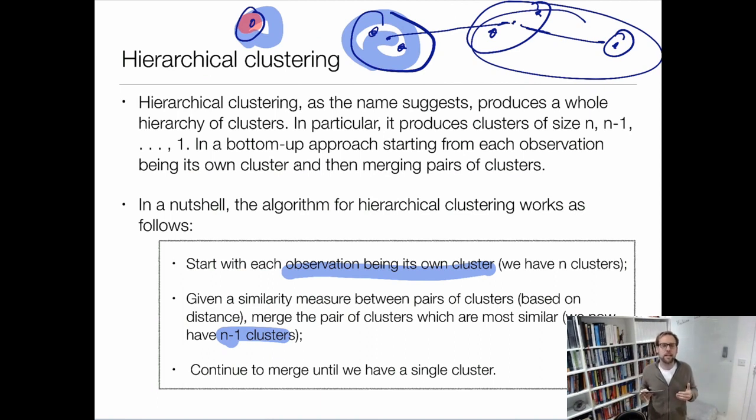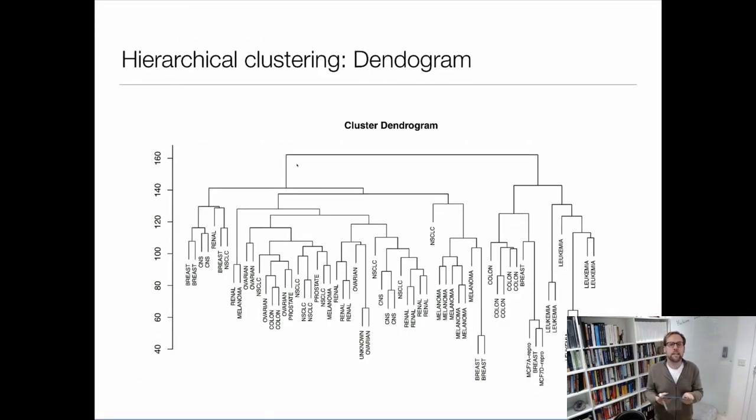But the basic idea is to start with every point being its own cluster, look for the 2 closest clusters, and join them. Now I have n-1 clusters. Look for the 2 closest clusters, join them. Now I have n-2. And I keep on going until I have only 1 cluster left. Everyone is in the same cluster. And this will give me a full hierarchy. And we can look at a nice picture here.